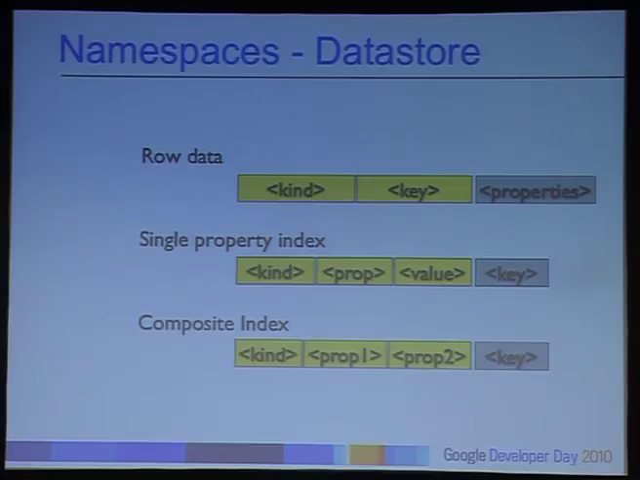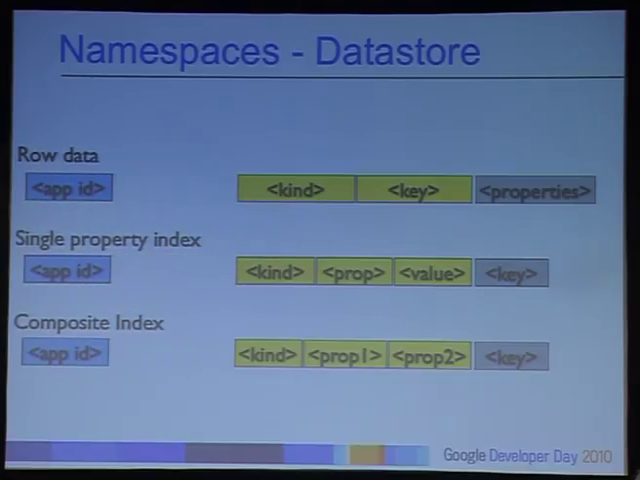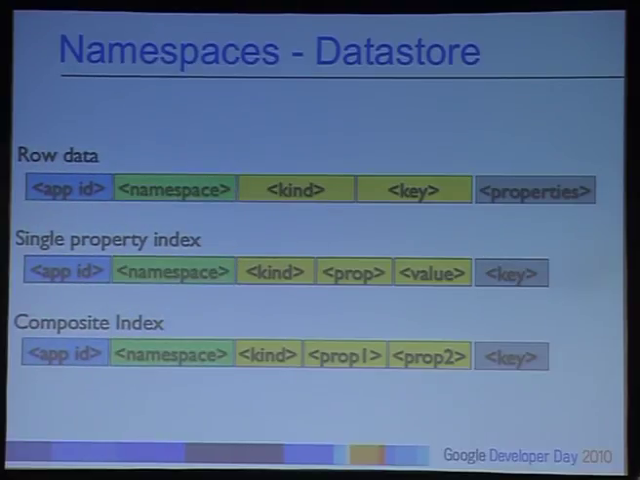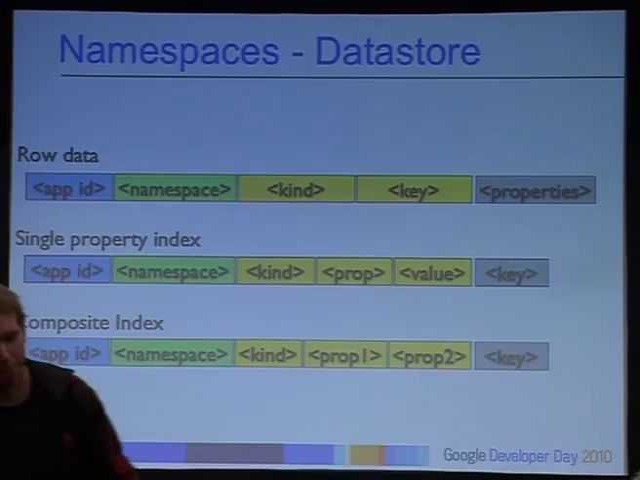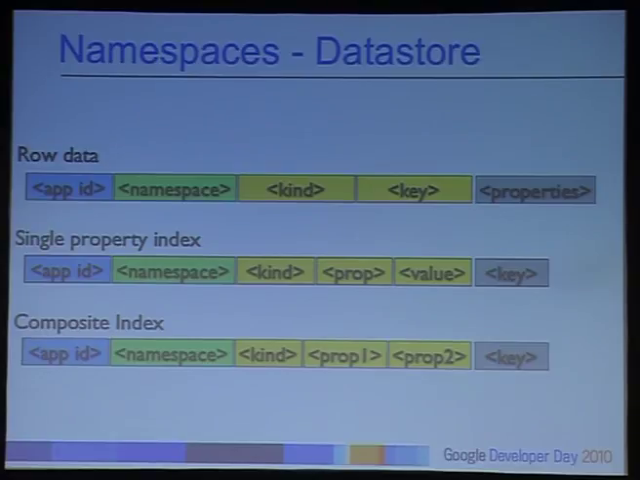Of course, in App Engine, you have apps, I have apps, and we need to separate those. So we do the same trick. We have the app ID in front of your key to create a logical separation between all the data that you own and all the data that I own. Of course, we can do the same trick as before. We can move over the app ID and then insert a namespace. And now we have logical division within your application.